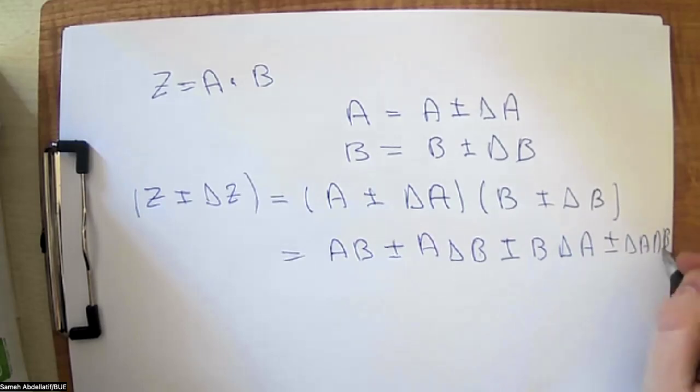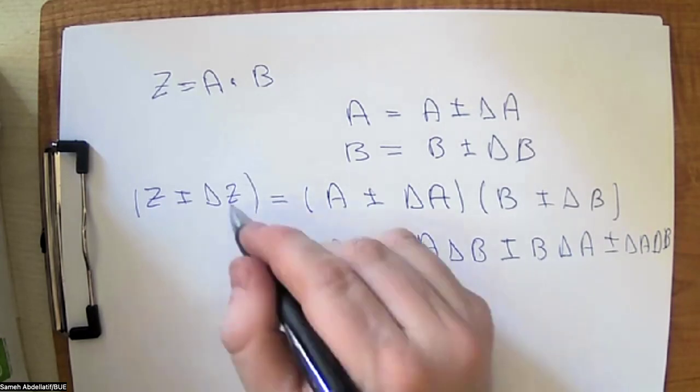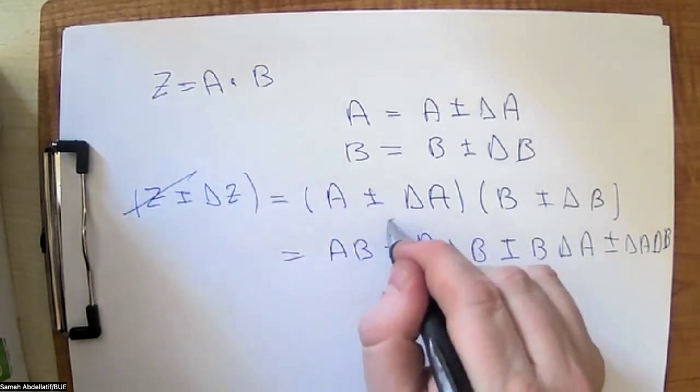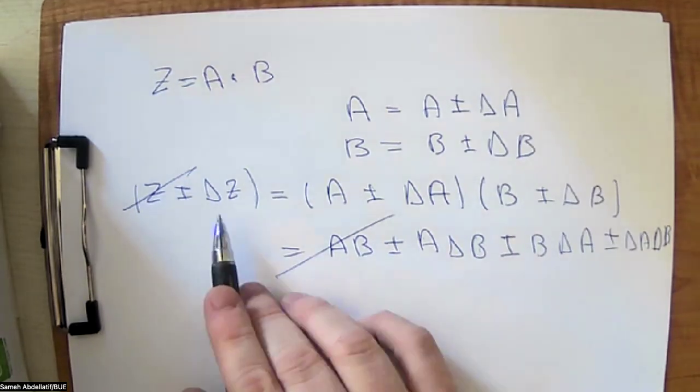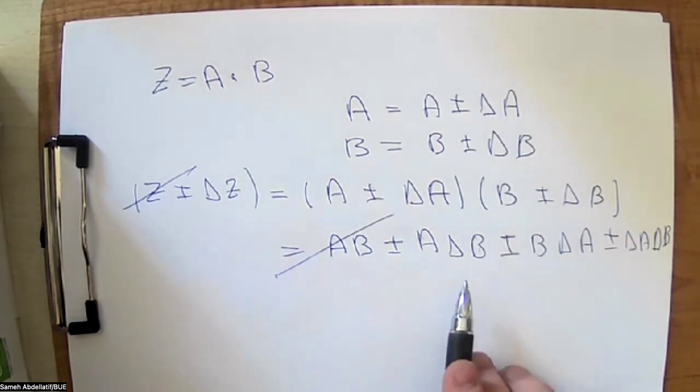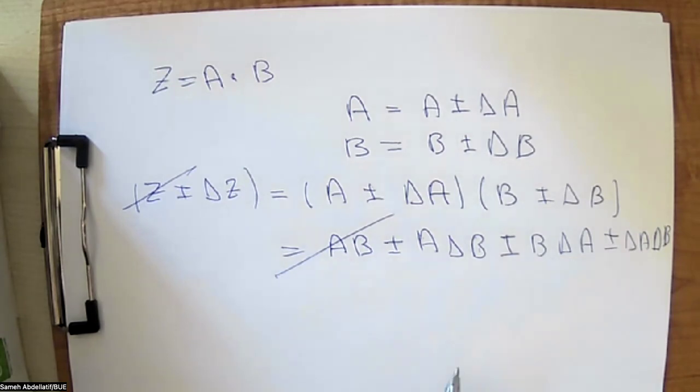Again, we know that Z is A times B. So you can cancel this with this. So what you will find here is that you have delta Z, which is A delta B plus minus B delta A and so on, plus minus delta A delta B.